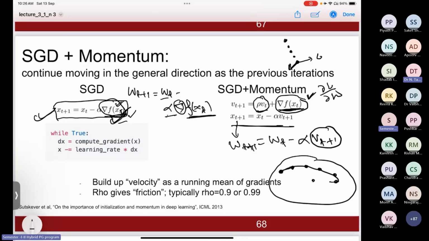This extra term is the running mean of gradients. So this is the past information, or you can say past velocity, the average of past velocities, or average of past gradients. You started from here, you reach here, you reach here. Every time, you are finding the current gradient, and you are also taking the running average of all the past gradients. And then you are summing these two terms.